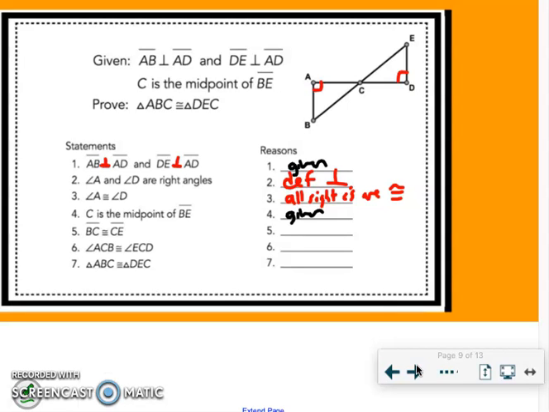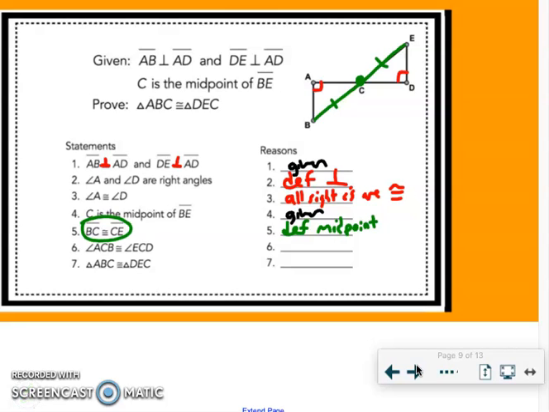Okay, now C is the midpoint of BE. That's the other given. So here's BE. I know that C is in the middle of those, which means BC is the same as EC, or BC is the same as CE, so they might have something in the wrong order there. Anyways, that's exactly what they're saying over here. The reason is that C is in the middle, and that's the definition of midpoint. So just like with bisector, if midpoint is in the given, you're going to use definition of midpoint.